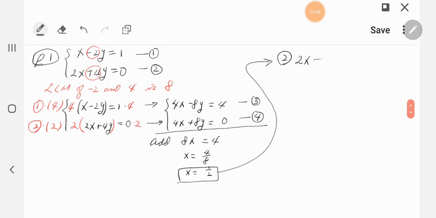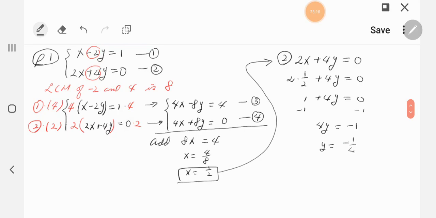So 2x plus 4y is equal to 0. 2 times x equals 1 over 2, plus 4y is equal to 0. And then the 2s cancel out. So 1 plus 4y is equal to 0. And then minus 1 each side. Then 4y is equal to negative 1. Divide each side by 4. So we got the y value. So from this, the solution is what? Therefore, the solution is x is 1 over 2, y is negative 1/4.